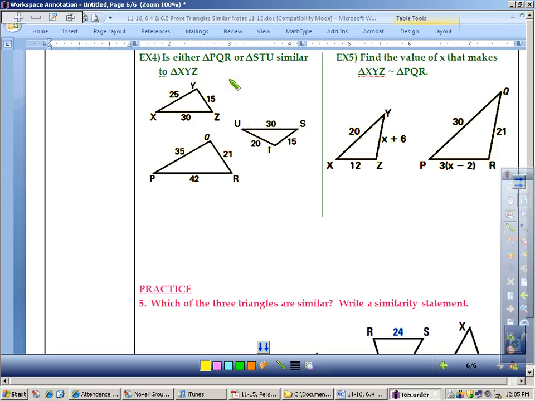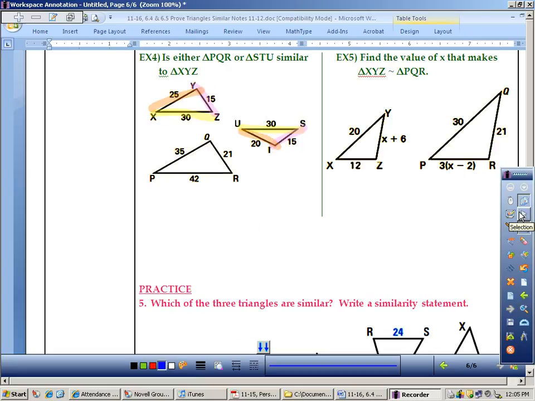So if we begin to look here to see which of these could be similar to one another, let's compare XYZ to STU. Because they're not oriented in the same position, or I'm not sure how they are, compare, this is the longest side here, so I would compare it to the longest side there. This is the shortest, so I would compare it to the shortest. This is the middle side, so I compare it to the middle. And I just set up those ratios.